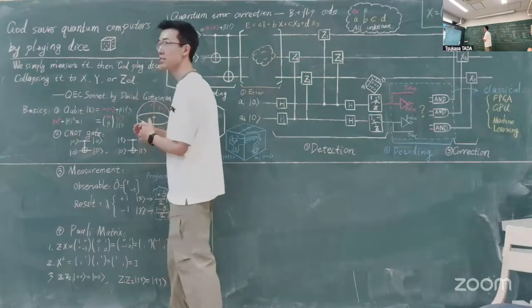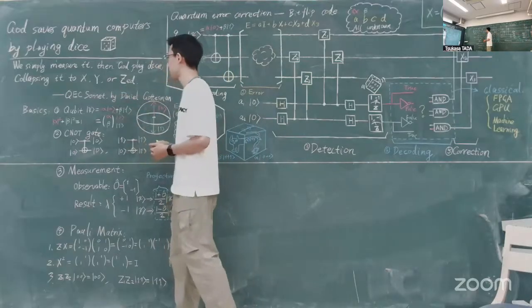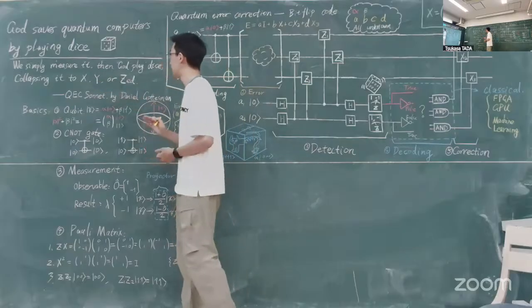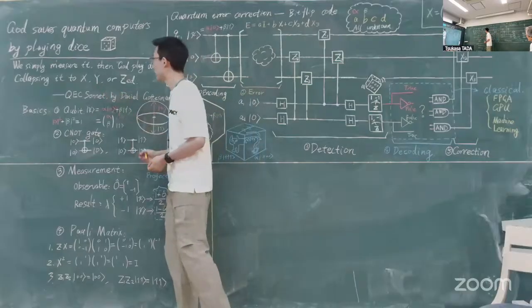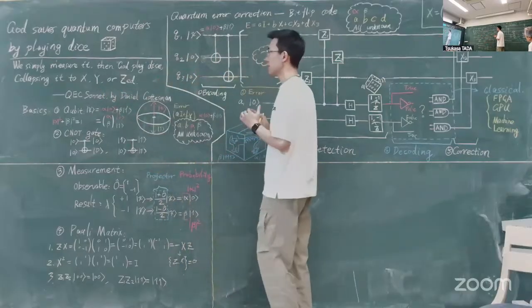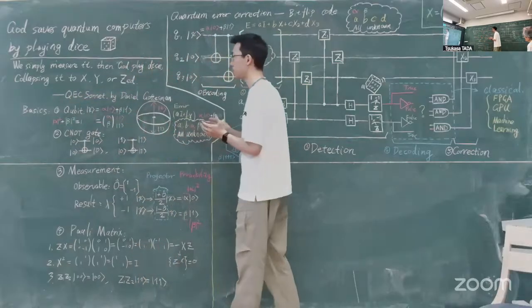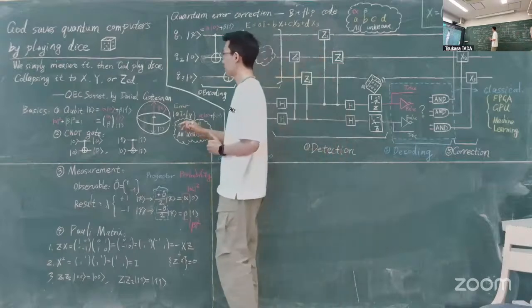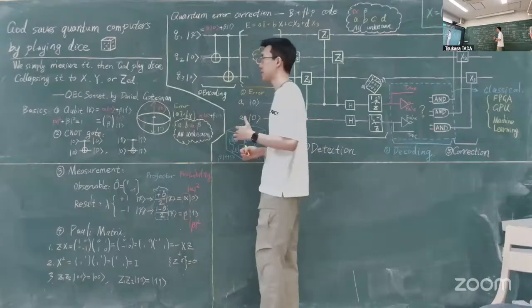This title is inspired by the QEC sonnet by Daniel Gottesman, which says: we simply measure it, then God plays chess, typing it into X, Y, or Z. So this collapse means quantum collapse. When you perform a measurement, a quantum state will collapse. But now it is not a collapse of a quantum state, but a collapse of some operator.